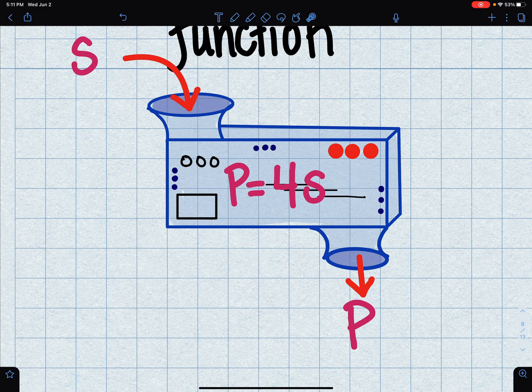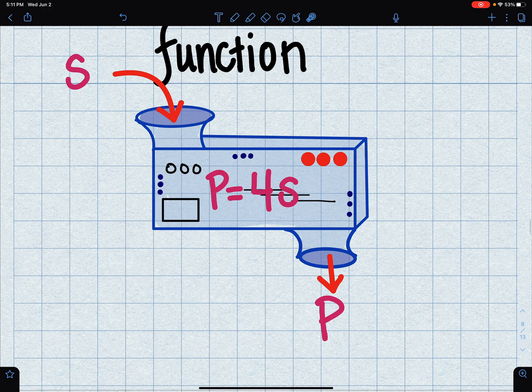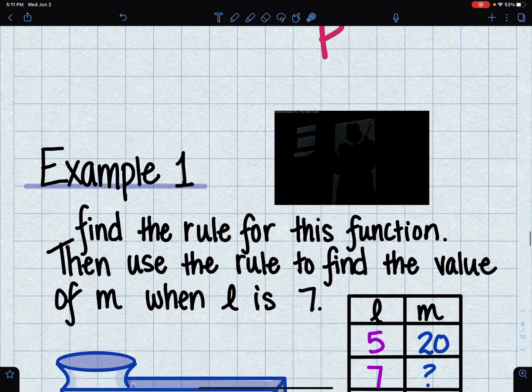So in this case, the length of the side is connected to the perimeter by that machine. All right, so the perimeter of a square is a function of the side length of the square. That's another way to say it. The perimeter of a square is a function of the side length of the square. So if you know the side length of a square, you can figure out the perimeter by easily using this function. Let's do example 1.